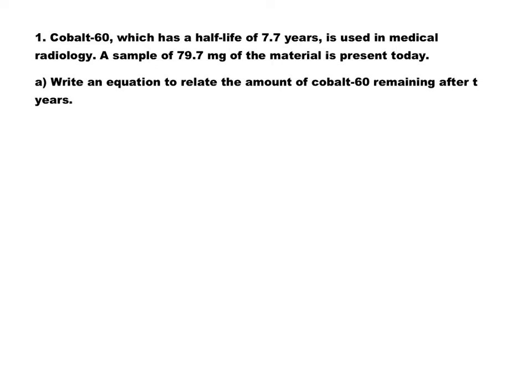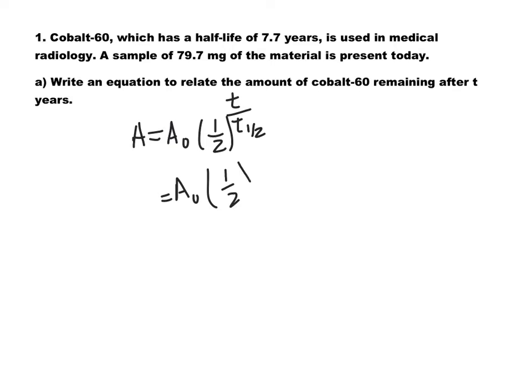So to write the formula, we know that the amount is equal to the initial amount times the half-life, which is 1/2, the base. And since we want to express it in terms of T years, it's going to be T divided by the half-life. Now, based on the problem, I don't know what A0 is, the initial value, but I know the half-life is 7.7 years.